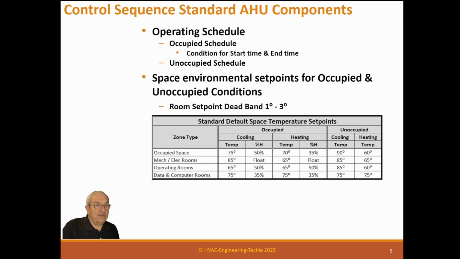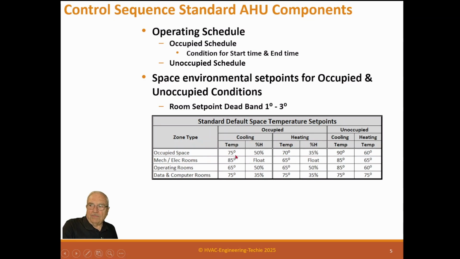Here's the standard default space temperature sequences from Guideline 36. For occupied space, 75 degrees for cooling. This is the standard default space temperature set points. This is from Guideline 36. Occupied space, cooling is 75, 50% relative humidity. Heating is 70 degrees and 35% humidity. The unoccupied is 90-degree temperature in cooling, 60 degrees in heating.